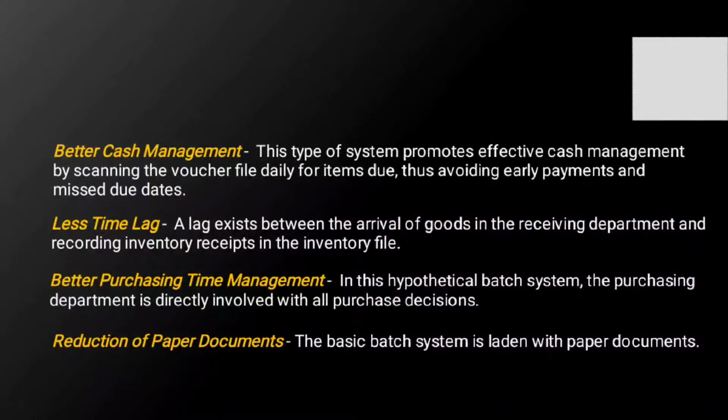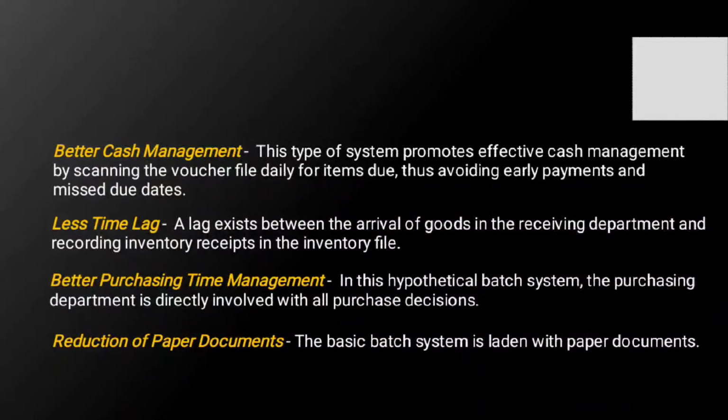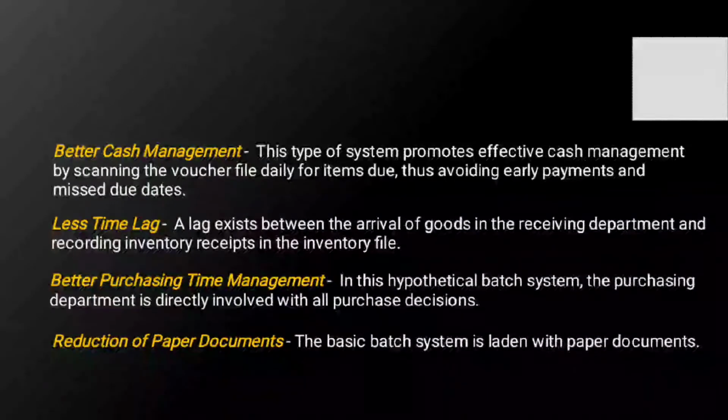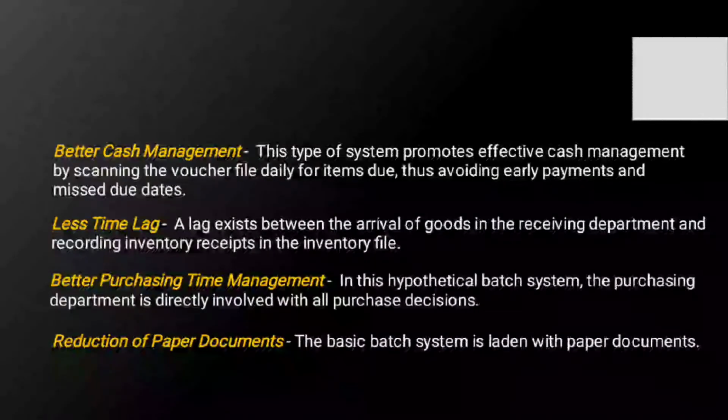Reduction of paper documents. The basic batch system is laden with paper documents. All operation departments create documents, which are sent to data processing and converted to magnetic media. This is costly because of the paper documents associated with it, since paper is purchased. In this system, organizations with high volumes of transactions benefit by eliminating paper documents because they will be using an automated system. So, the expenses of the company are reduced.